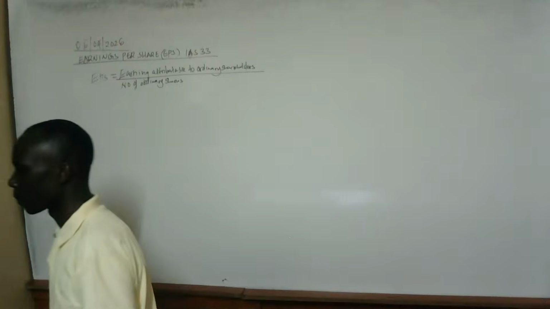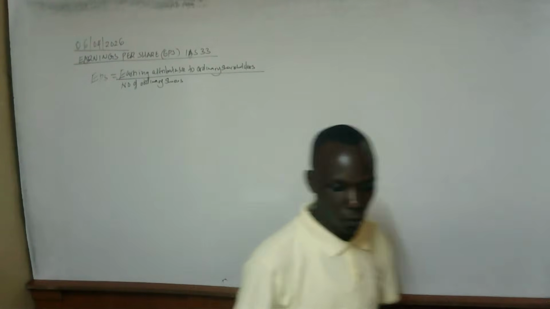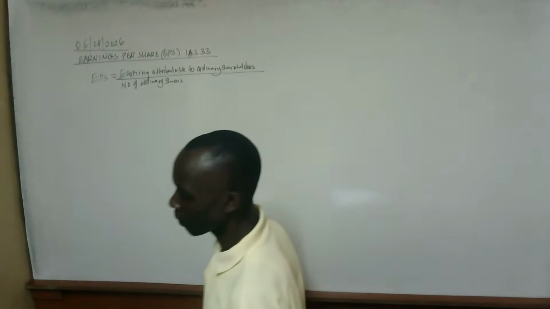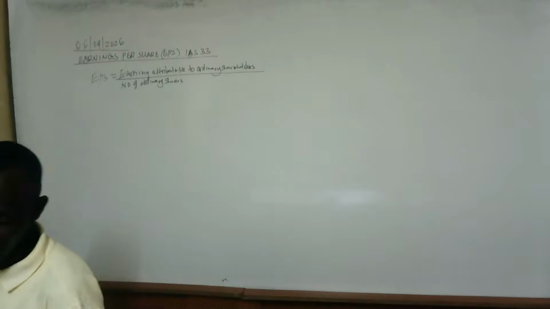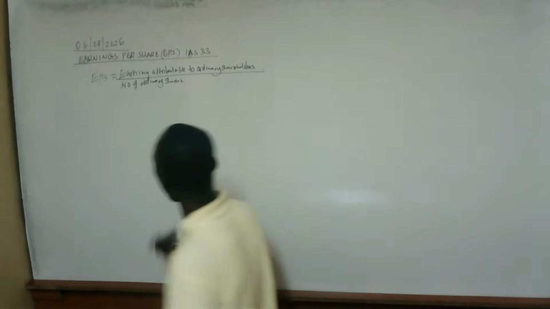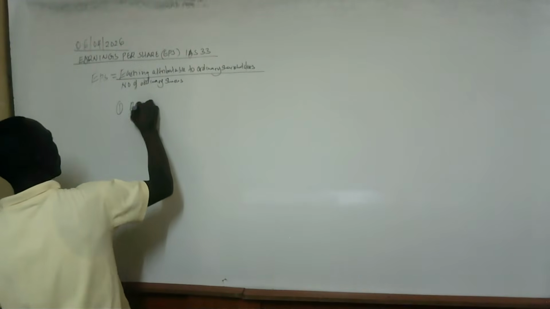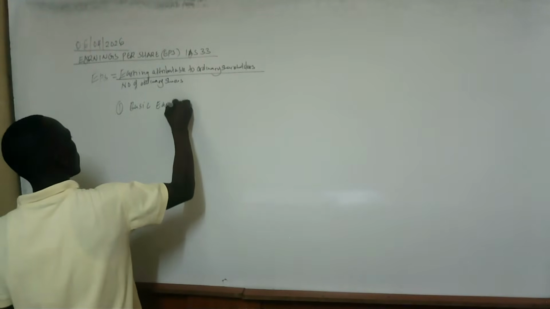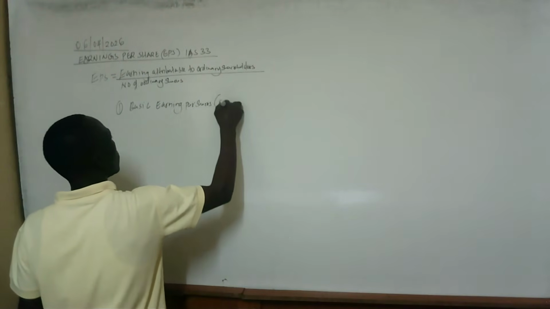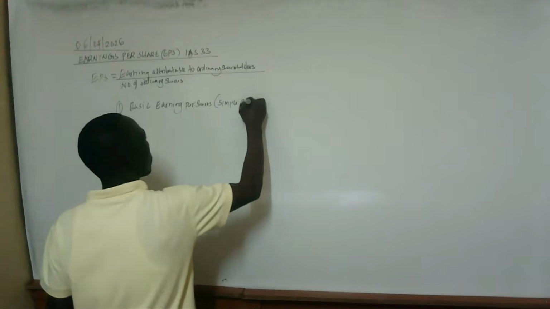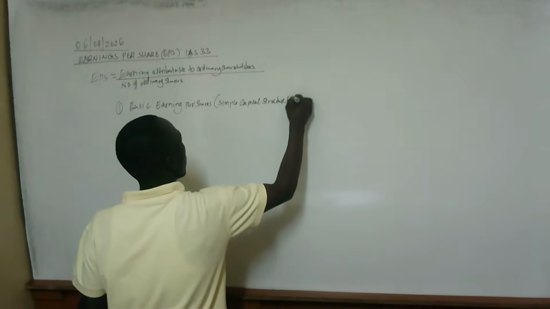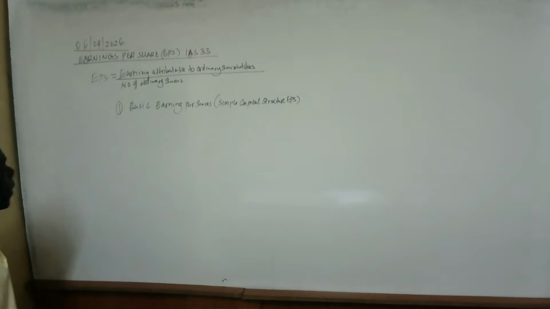But in this case, we are going to look at International Accounting Standard 33 on how we can get the earnings per share. Under International Accounting Standard 33, the earnings per share is categorized into two. Number one, we have what we call the basic earnings per share, or what we call the simple capital structure EPS, that we call the basic EPS.